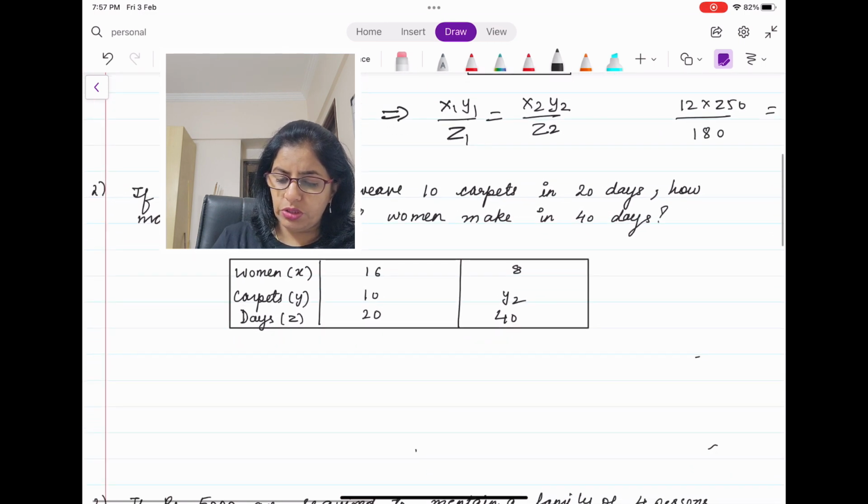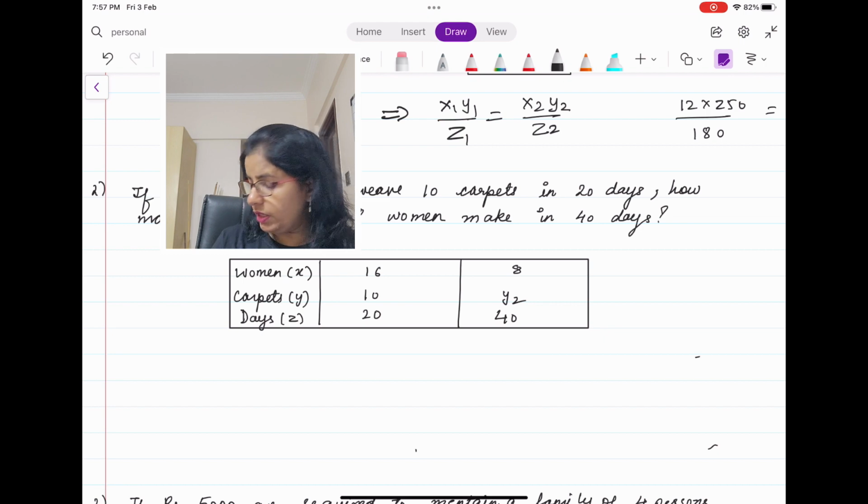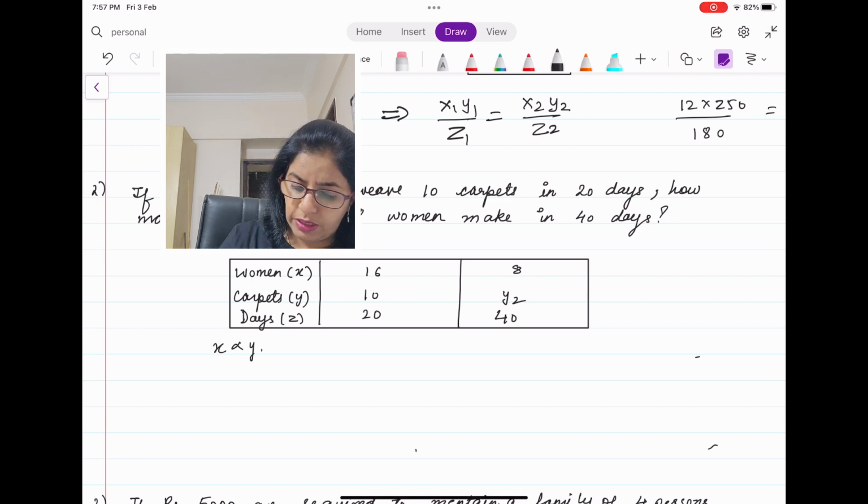In the second question, there are 16 women who are weaving 10 carpets in 20 days. 8 women will weave how many carpets in 40 days? There are again 3 variables. Let's assume X, Y and Z for women, carpets and days. Now find out the relationship. If there are more women, they will weave more carpets. That means X is directly proportional to Y.